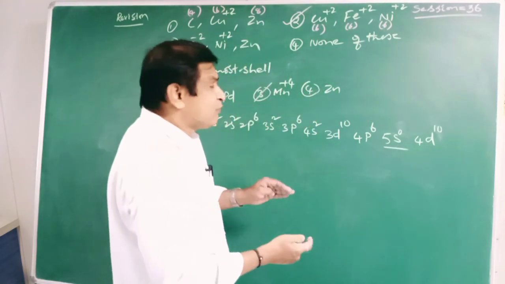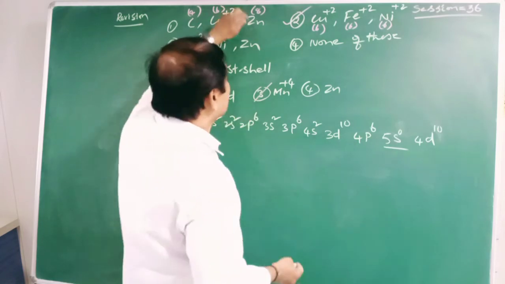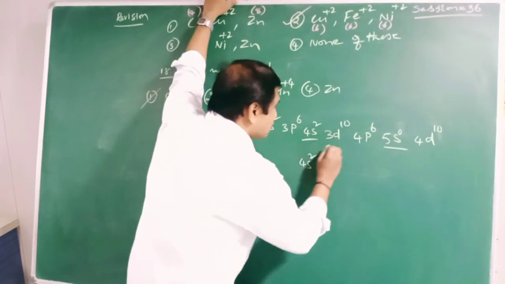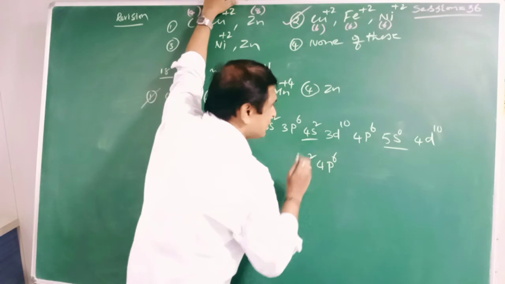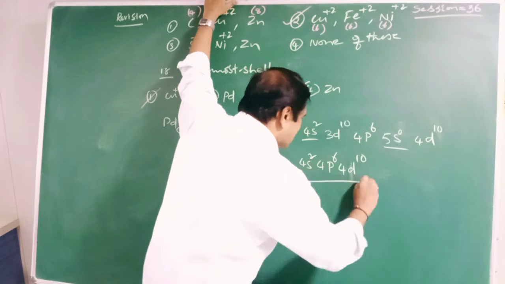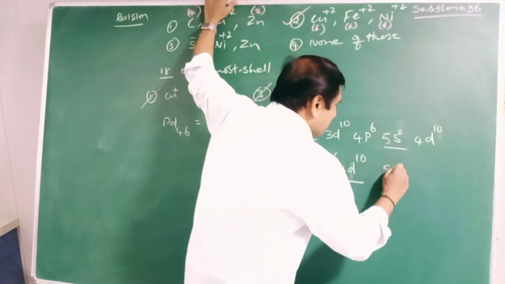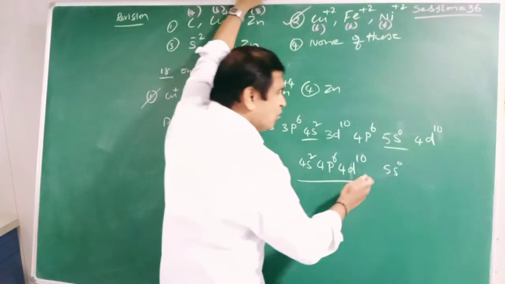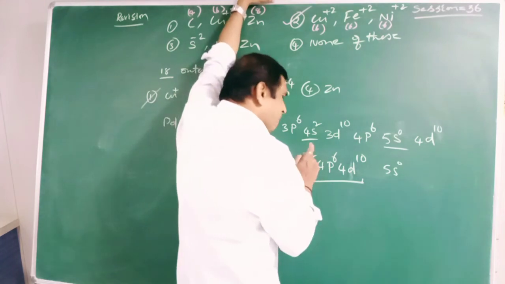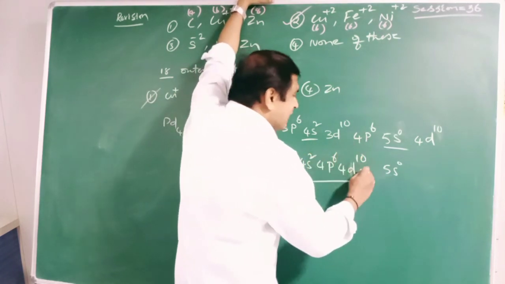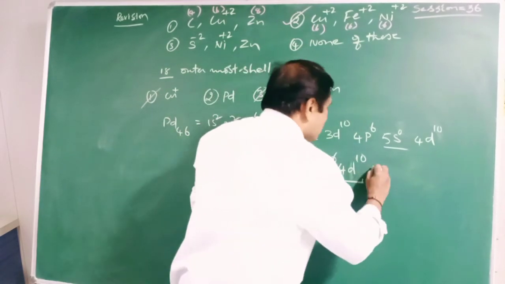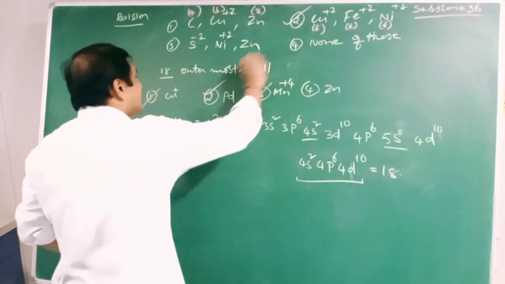Now automatically the 4th shell will become the outermost shell. So in the 4th shell, what is the electron configuration? That is our 4s2. Done. Next 4p6. Next we have 4d10. Total how many electrons are there in the outermost shell? Because the 5s orbital is 0, the 4th shell becomes the outermost shell. For that, how many electrons are there? 2 plus 6, 8, 8 plus 10, 18. Yes, the palladium atom has 18 electrons in its outermost shell. So therefore, the answer will be the second option.